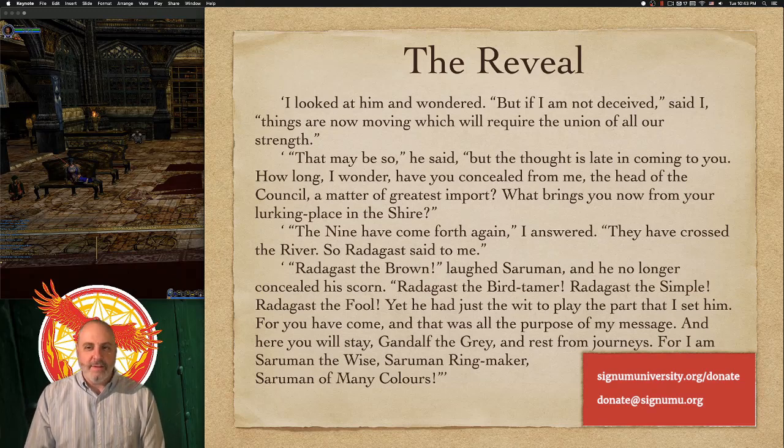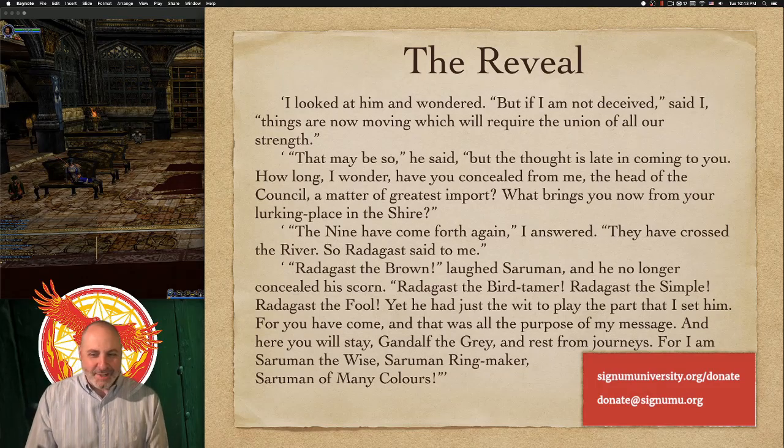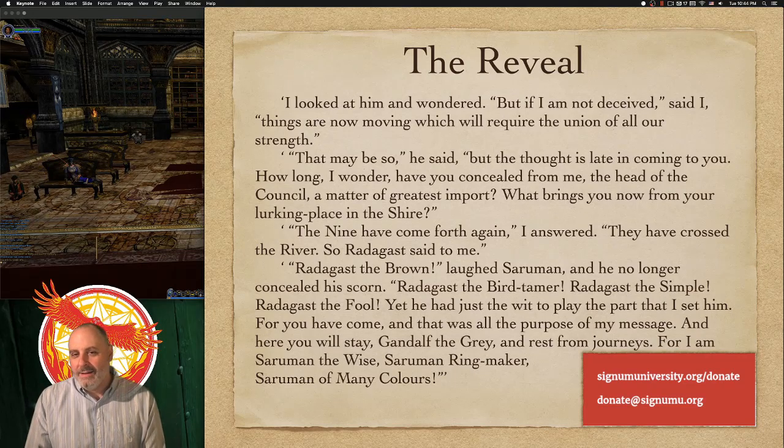So he makes this statement, and I think he's making it in a probing kind of way, right? If I am not deceived, things are now moving, which will require the union of all our strength. To which, of course, Saruman responds, that may be so, but the thought is late in coming to you. Which I really like as an answer, by the way. The thought is late in coming to you. Just now it finally occurs to you that collaboration might be a good idea. Remember, being non-collaborative is one of the things that he was sort of implicitly accusing Gandalf of before, right?